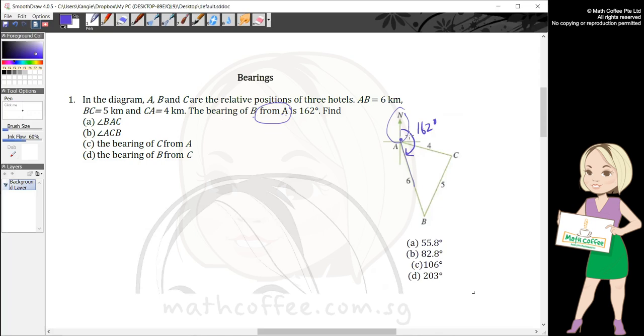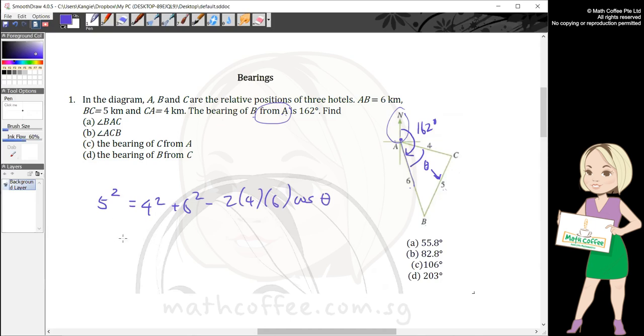Then how am I going to do this? Do you notice this one is 4, 6, 5? No angle is given to me. So I'm going to mark this as theta, and then I'm going to use cosine rule. Is that what they asked me to find first? Yes, BAC. So I will use cosine rule. Because this is the angle that I need to find, the opposite side is 5. So it will be 5 square equals to 4 square plus 6 square minus 2 times 4 times 6 cosine theta.